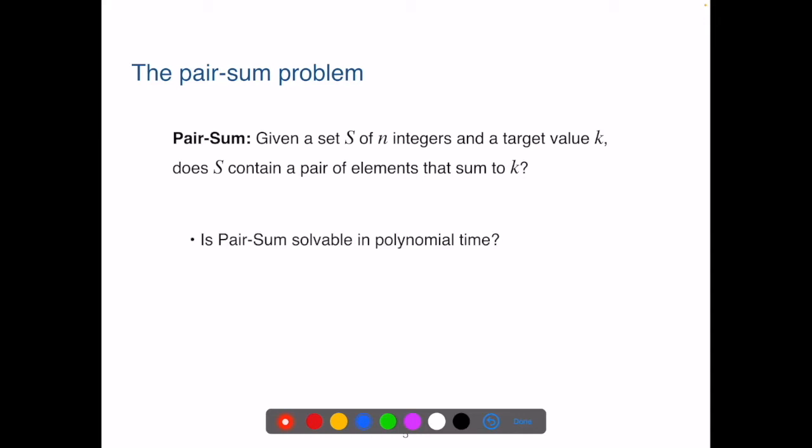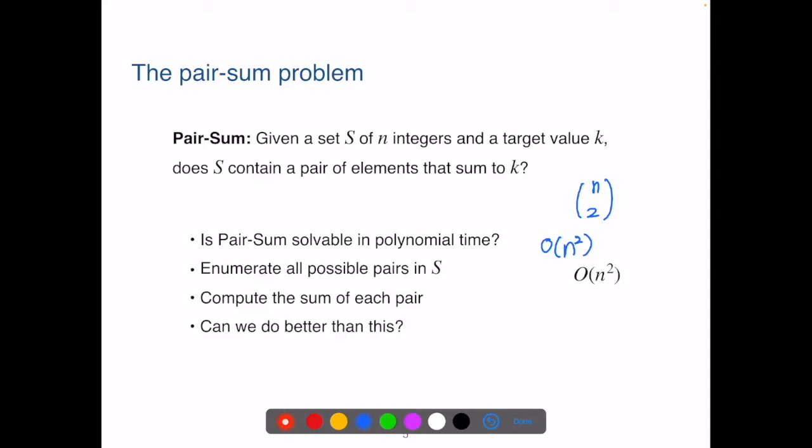Is pair sum solvable in polynomial time? Given a set S of n integers, we need to choose 2 numbers out of n. So we know we can have this enumeration done in n squared time. So the pair sum problem can be solved in polynomial time. Can we do better than this?